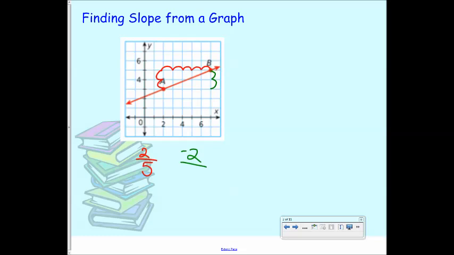Okay? Why do we have to use A and B? Those are the points given. Okay. Why couldn't I start from like right here?